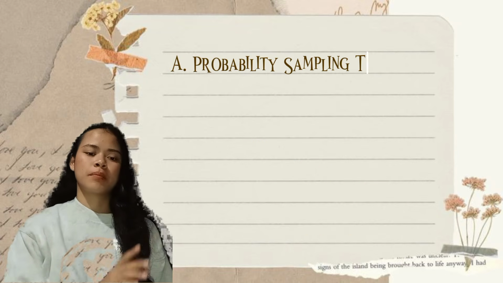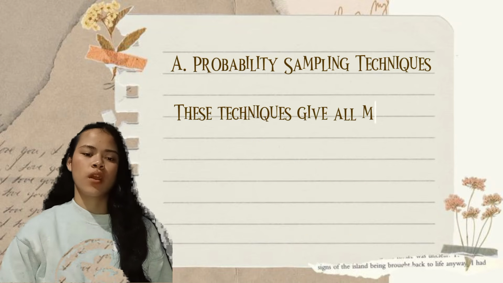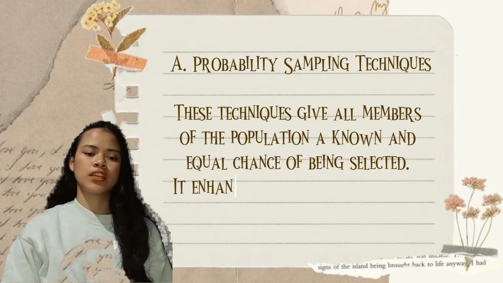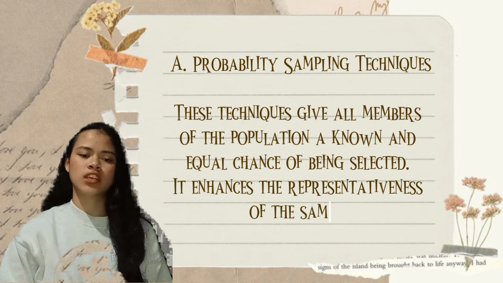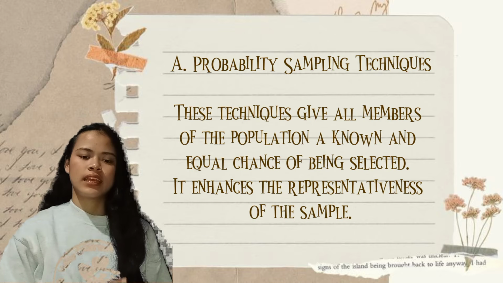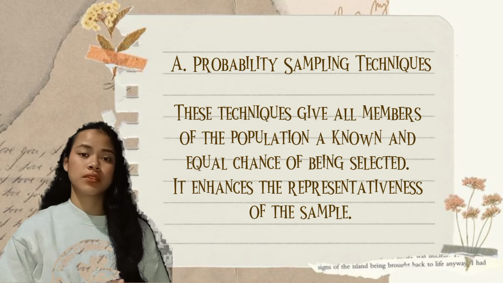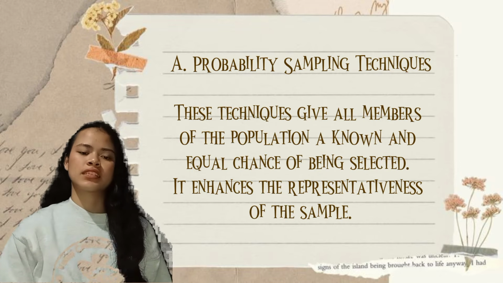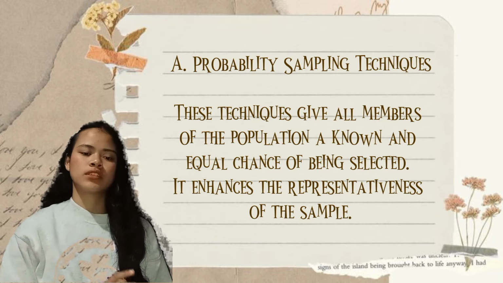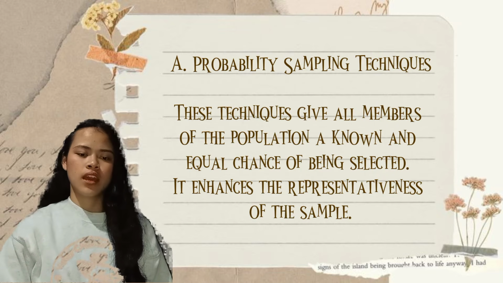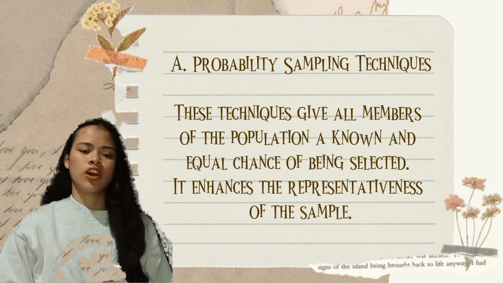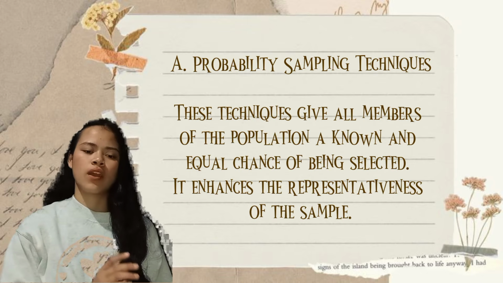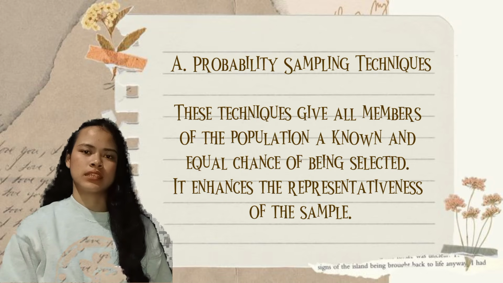First, the probability sampling technique. These techniques give all members of the population a known and equal chance of being selected. It enhances the representativeness of the sample. Probability sampling is favored in quantitative research due to its scientific rigor and objectivity. And there are four types of probability sampling technique.